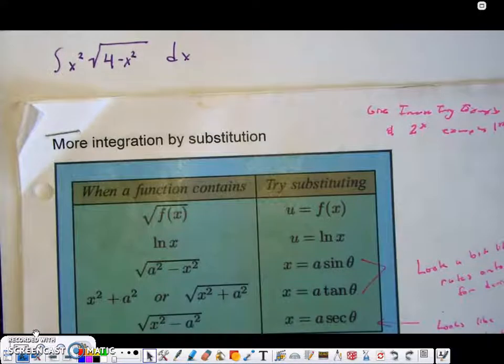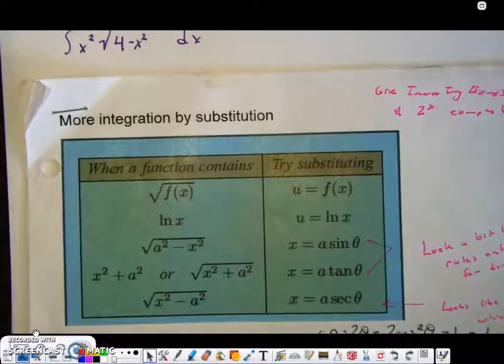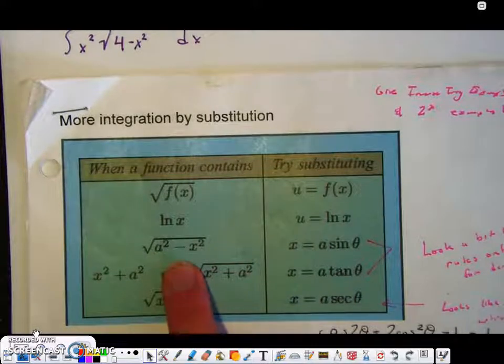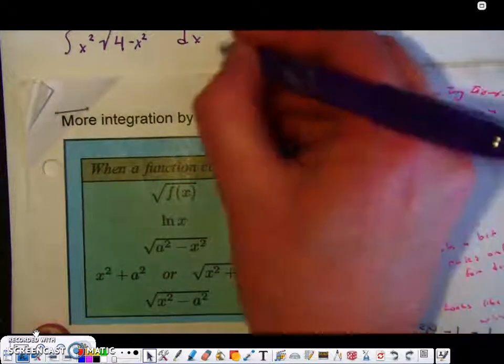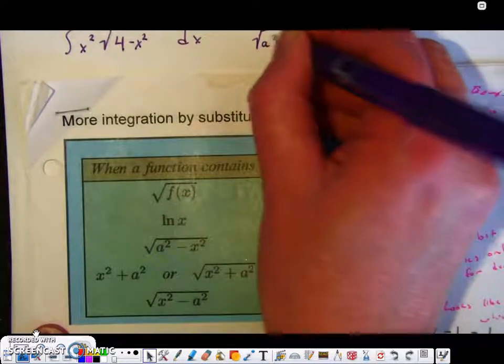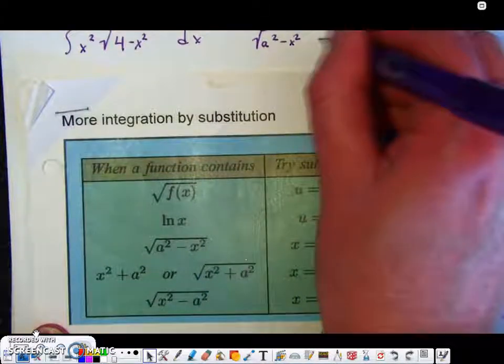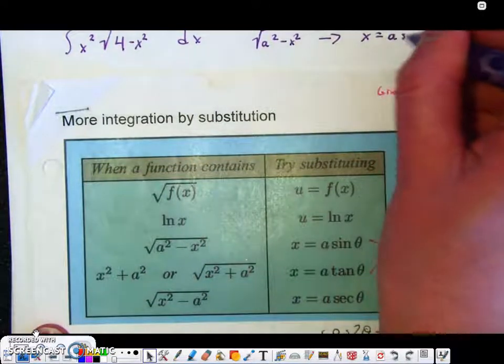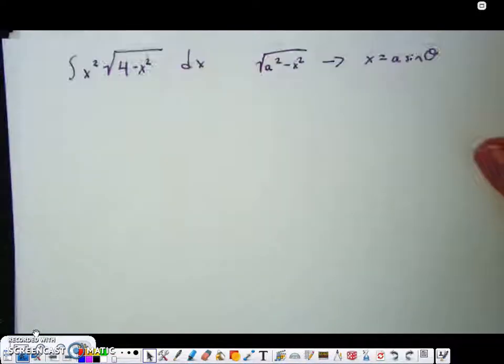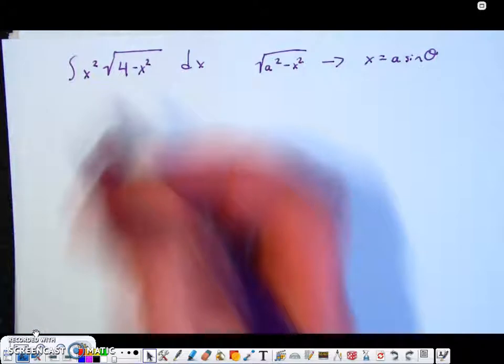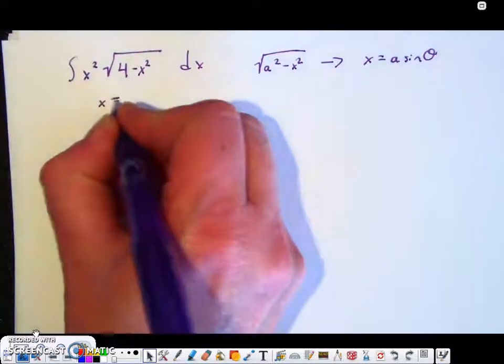If you look at your choices, and again, you have to pick this out on your own to start with, which one of these does it look the most like? Okay, so it looks like square root of a squared minus x squared, which is x equals a sine theta. So I'm just going to write that down. Square root of a squared minus x squared, they tell us that would be x equals a sine theta. So again, on your homework, you do have to determine this yourself. Okay. All right. So now, what would our substitution be?